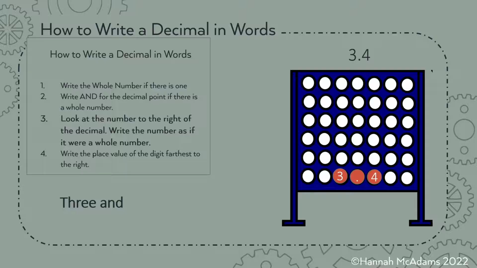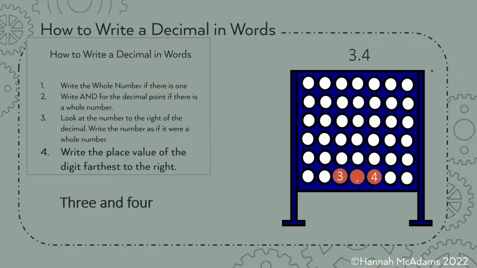What I like to do is cover up the decimal point and anything to the left of it. So we have a number to the right of the decimal, but I like to cover everything up. And then what is that number? If you were just seeing that number, you didn't know it was a decimal, what would you say that was? Sure, it's the number 4, right? So you write in words 4. Okay, 3 and 4. We're almost done.